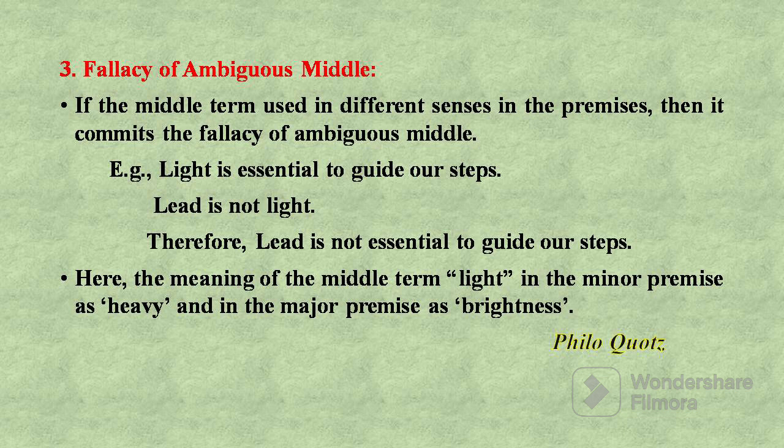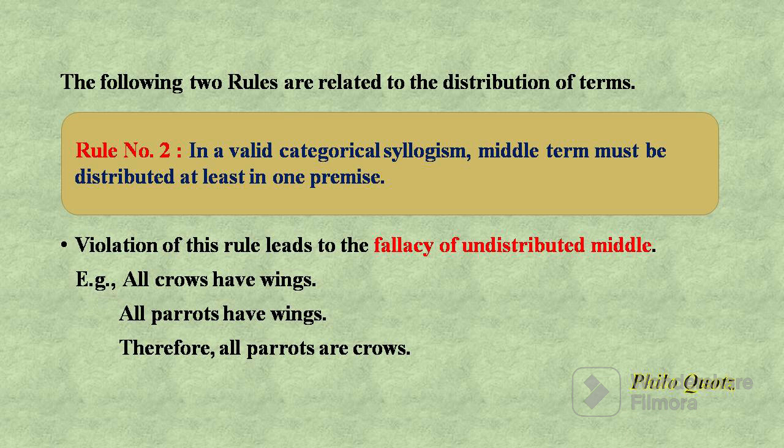The following two rules are related to the distribution of terms: rule number 2 and rule number 3. Rule number 2: in a valid categorical syllogism, the middle term must be distributed at least in one premise. Violation of this rule leads to the fallacy of undistributed middle. If the rule is violated, then it commits the fallacy called fallacy of undistributed middle.